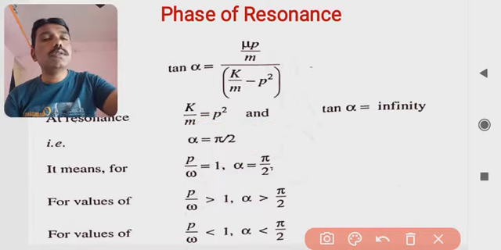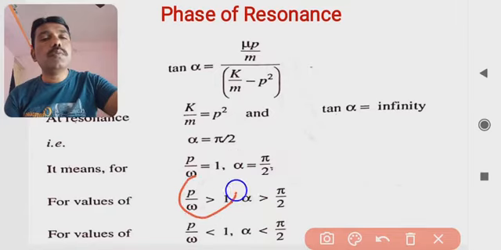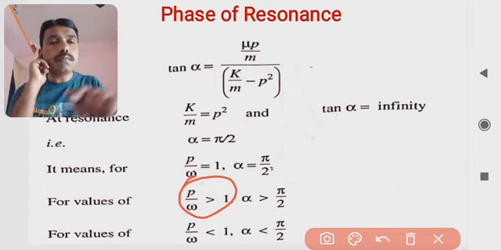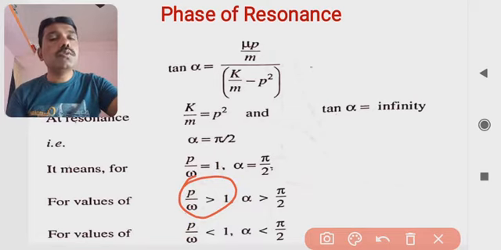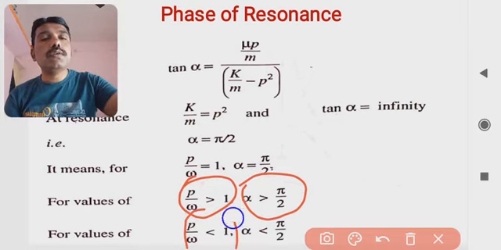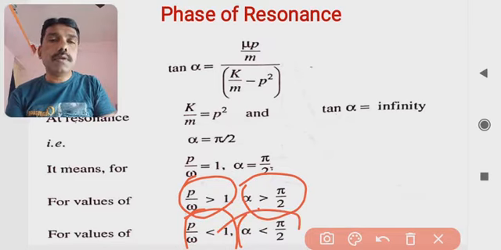At that stage the alpha is nothing but pi by 2. When p by omega is greater than 1, definitely alpha is also going to be greater than pi by 2. As far as p by omega is lesser than 1, definitely alpha is less than pi by 2.